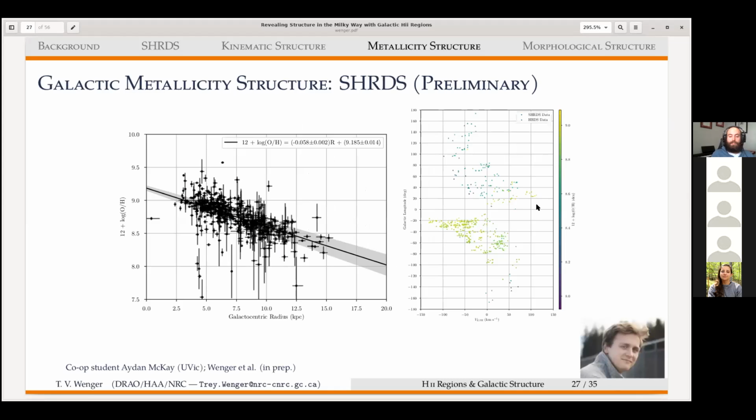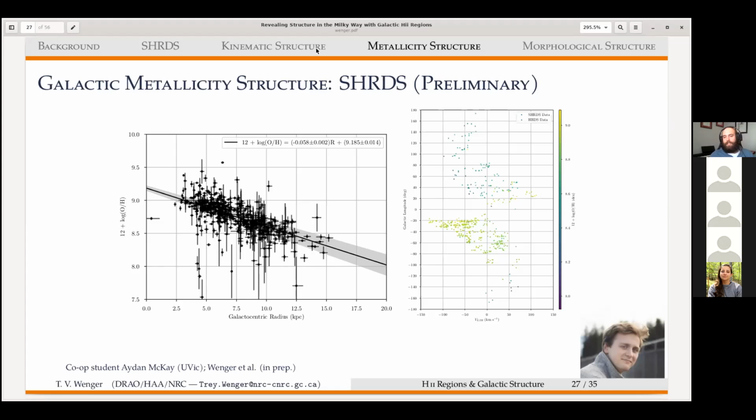My previous co-op student from the University of Victoria has been exploring this with our new data, with our Southern H2 Region Discovery Survey data, now expanding our map of galactic chemical structure into the southern sky. Here on the left is the radial metallicity gradient that we derive using the full census of galactic H2 regions now. This is showing the oxygen abundance as a function of galactocentric radius. The gradient that we fit, including the entire sample, is basically what other people have found using young stellar tracers like open clusters, and then of course H2 regions.